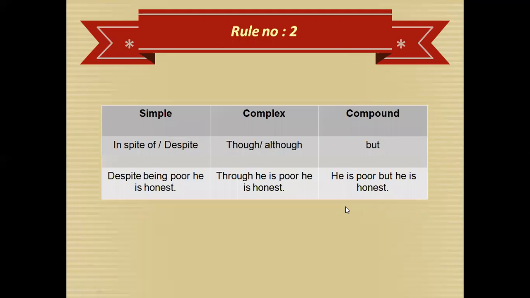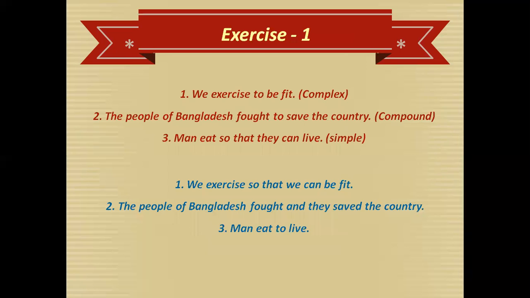A compound sentence consists of two main clauses. So what is the main clause here? The people of Bangladesh fought. It is a main clause, and another main clause is they saved the country. So it is a main clause. What's the conjunction here? And. Then, man eat so that they can live.